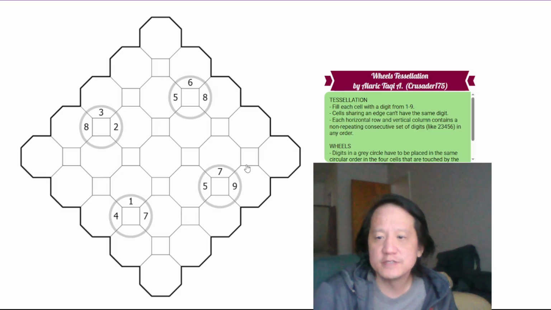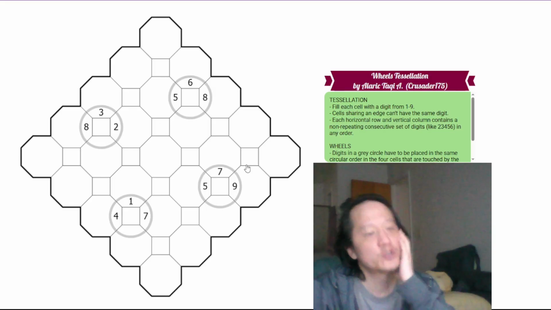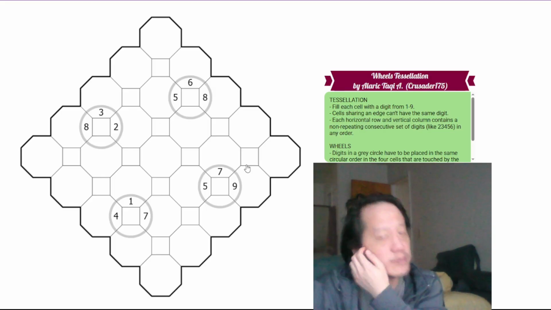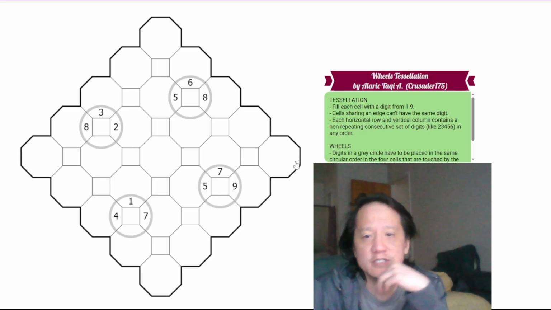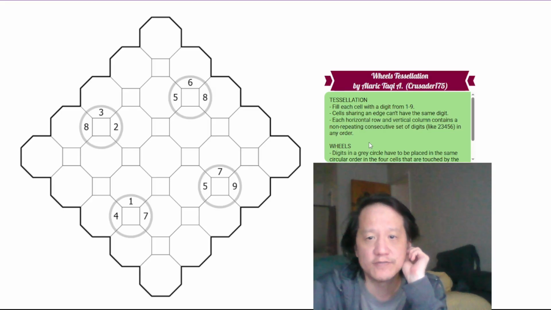And take that easiness with a grain of salt, because it's considered easy by the people on the Logic Masters Germany forum, and there's a lot of really smart people there. Today's puzzle is called Wheels Tessellation by Alaric Taki A, otherwise known as Crusader 175.